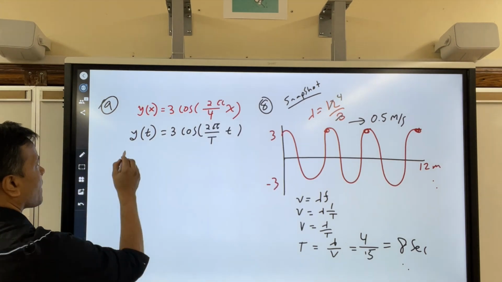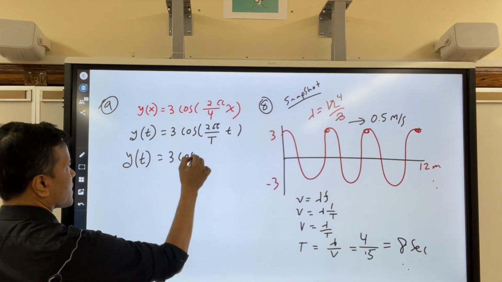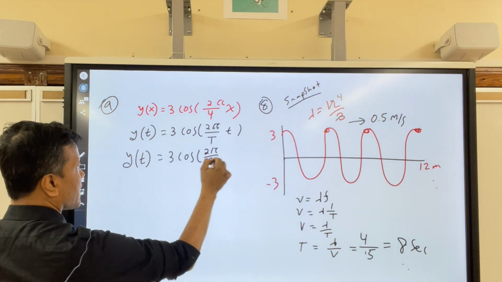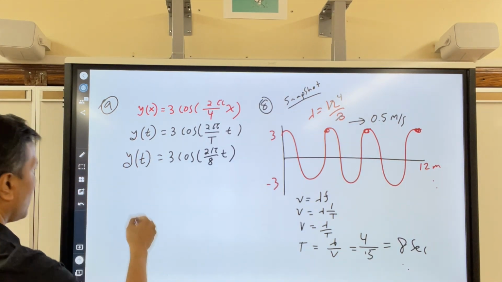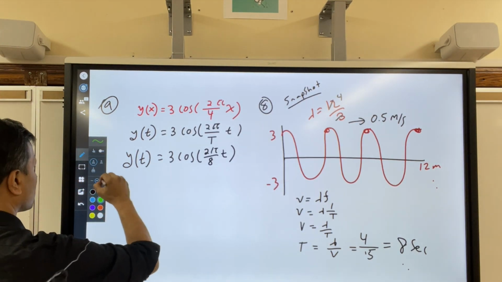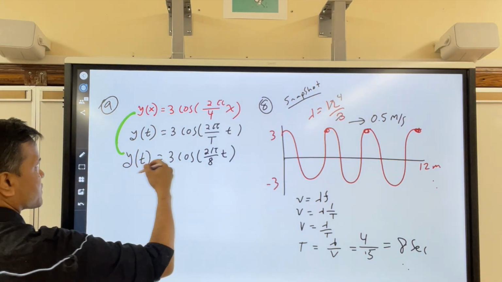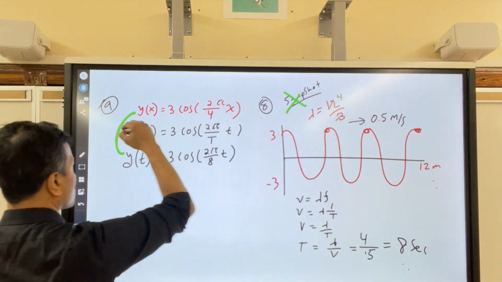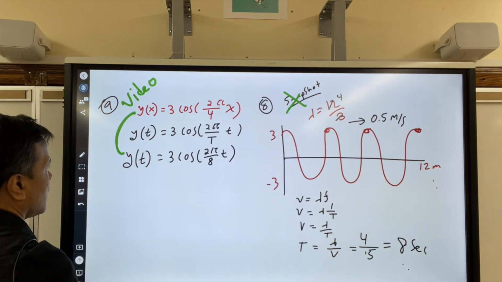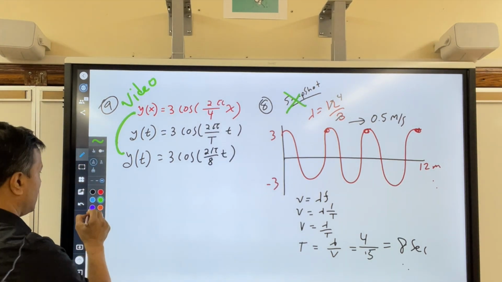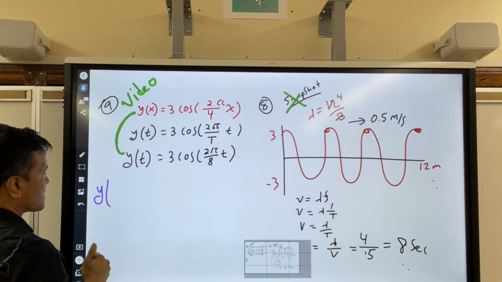Come over here. I write y equals 3 cosine 2 pi over 8 t. All right, now that's good. However, my goal is to put them together so it becomes a video version, not the same snapshot. How can I do that? Well, let's understand the mathematics behind it. I want to write a function that takes two inputs.